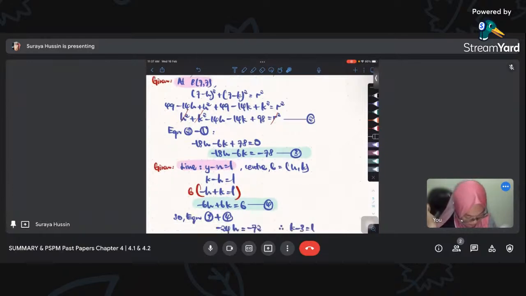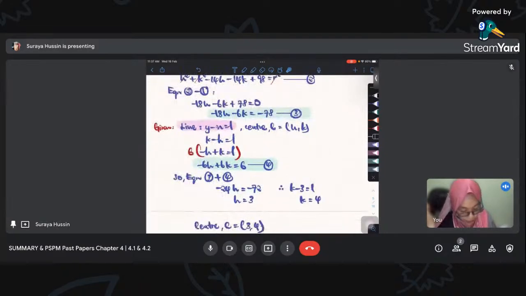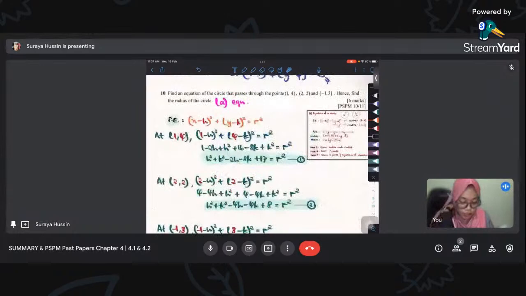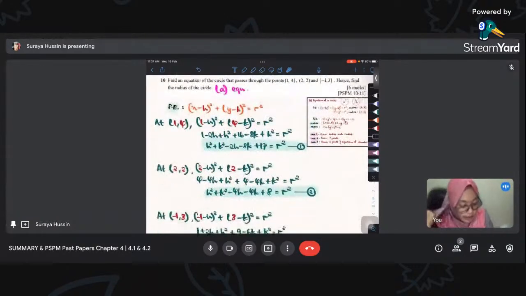Okay? So now I'm trying to show you question 10. Question 10 has 3 points: point A, point B, point C, let's say. Hence, find the radius of the circle. The problem is, how do we find the radius? There is no center either. So we need to find the center. How do we find the center?